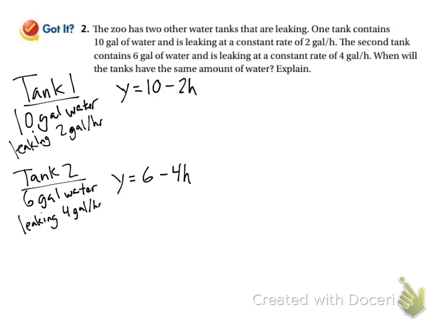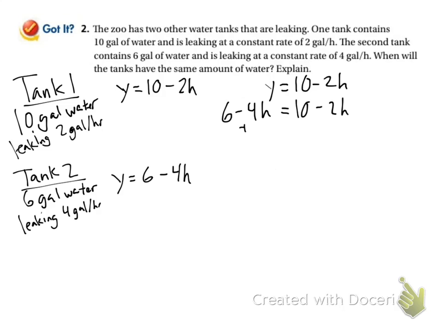And I want to know after how many hours will they have the same amount of water. So, again, substitution looks like the best option. So, I'm going to take my first equation, and I'm going to take this, the 6 minus 4H, and I'm going to plug it in for Y. So, then I get 6 minus 4H equals 10 minus 2H.